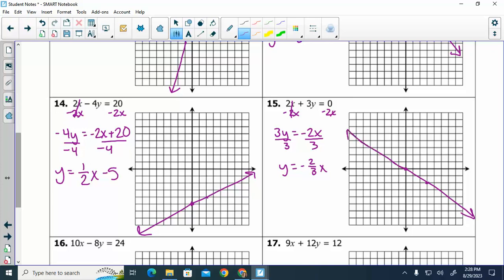Okay, do I need to continue doing examples? Okay. So I am going to give you a handout for homework. The front side is more like yesterday. Most of those are already written in y equals mx plus b form. The back side are the ones that you have to change the form and then graph.